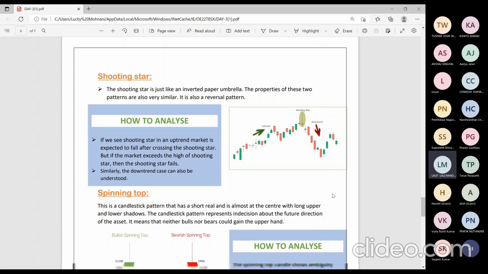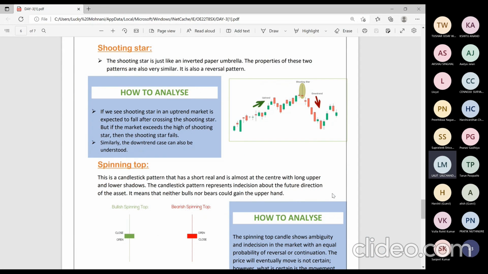Next, we'll move on to the shooting star pattern. It is just the reverse of the hanging man. In this, the upper shadow should be at least 2 times greater than the body, and there is very little lower shadow.